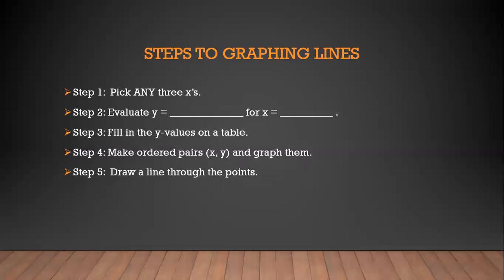There are essentially 5 steps. The 5 steps are: step 1, pick any 3 x's we want. Any 3 x's we want in the whole world. Step 2, evaluate y equals for x equals. In other words, plug in x to get y. Step 3, fill in the y values on a table. Step 4, make ordered pairs. Again, they have an x and a y because every ordered pair has an x and a y, and graph them. And step 5, draw a line through the points.